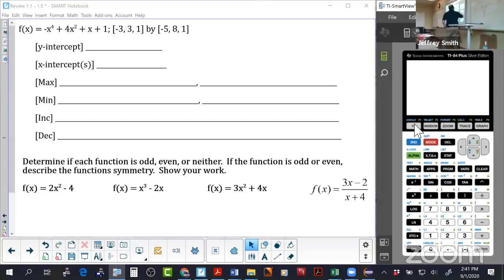So let's go to y equals, and I'll let you get it out. We'll put that function in there: -x to the 4th, plus 4x squared plus x plus 1.